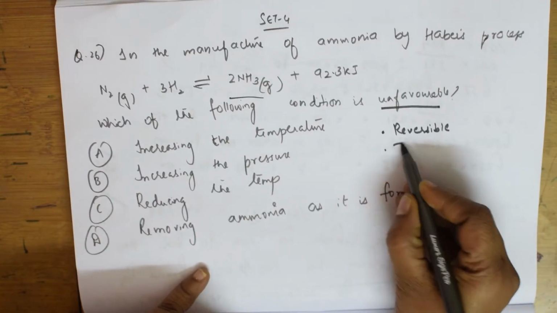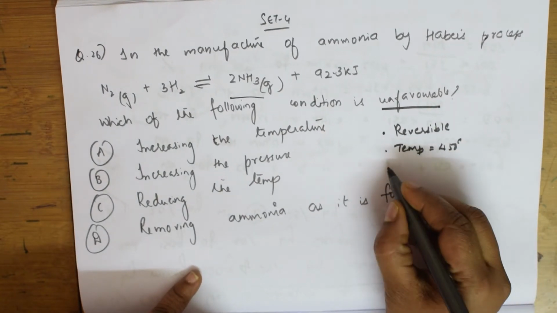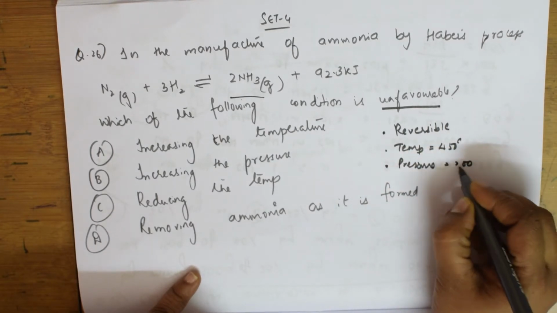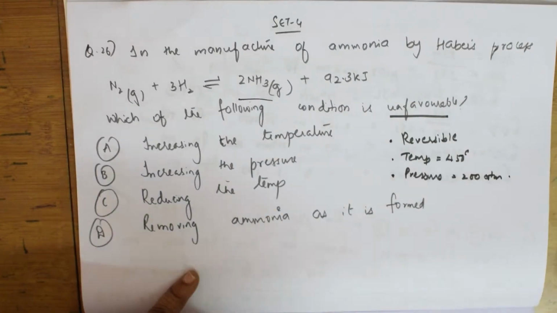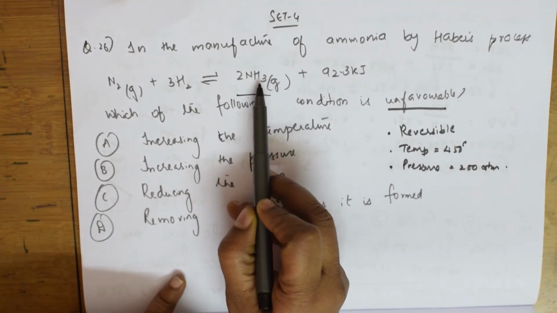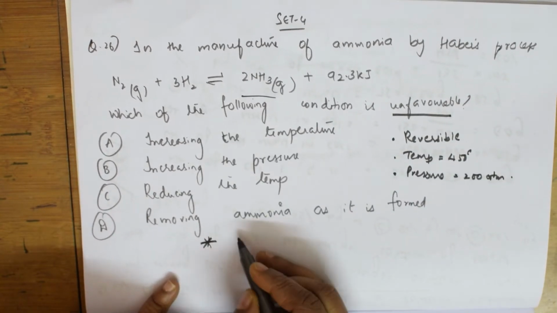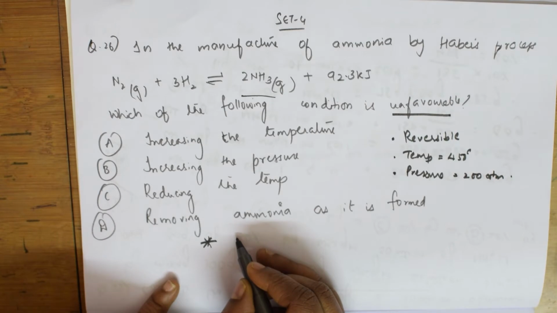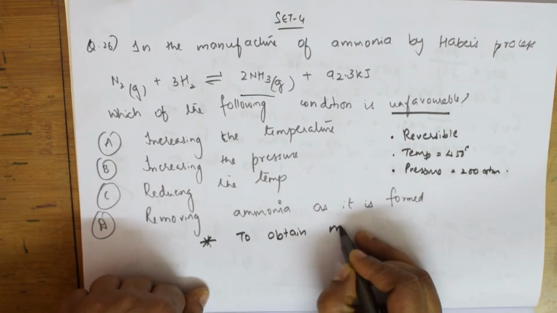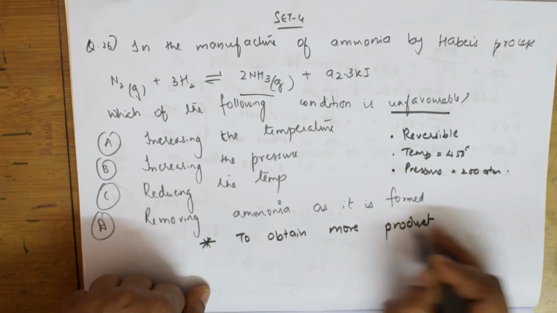In Haber's process, the temperature which we require is 450 degrees centigrade, and the pressure which we require is 200 atmospheres. Now according to Le-Chatelier's principle, if I have to get more of the product, the temperature should be low. Most important thing, remember this. According to Le-Chatelier's principle, to obtain more product, what is important?